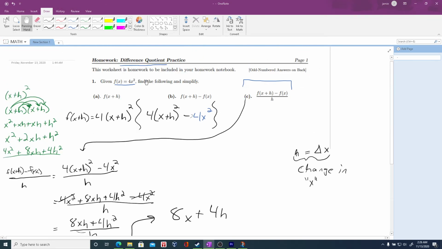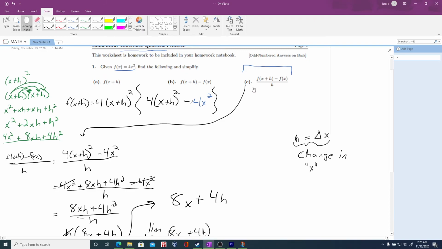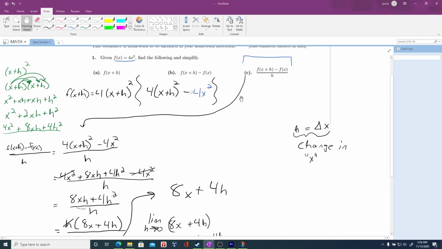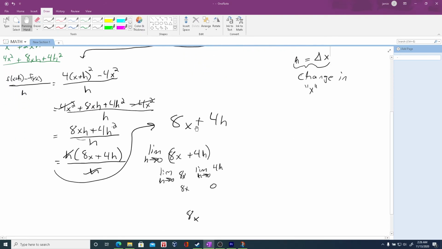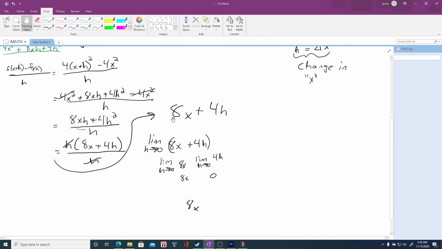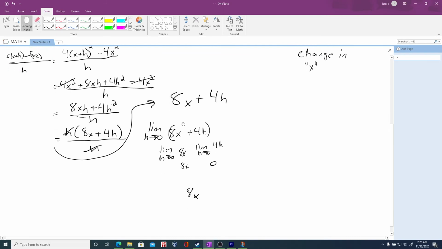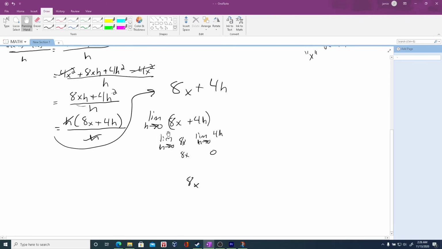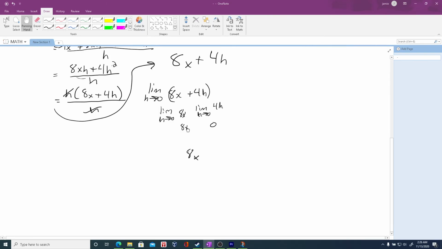If we wanted to find a derivative, notice that it didn't ask us for that. It just asked for the difference quotient practice. But just know that once we reached right here and we simplified down to 8x plus 4h, that's as simplified as it could get. From there, we apply the limit as h approaches 0, and that gives us the derivative.